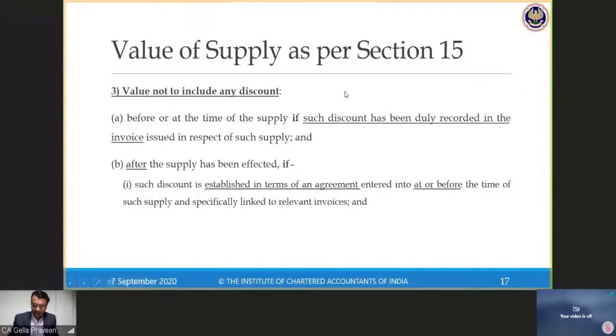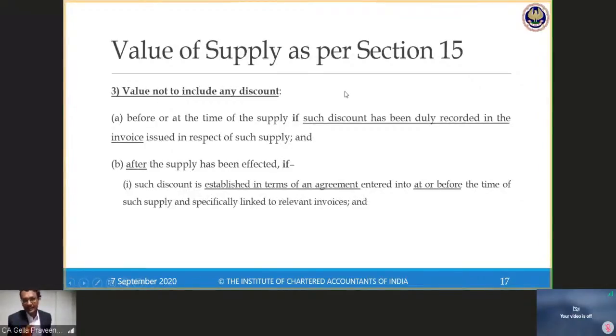1 lakh. On that GST at the rate of 18%, 18,000. Total value 1 lakh 18,000. Now, this gentleman says, look, I'll give you 2% cash discount if money is paid within a period of 30 days. On the face of the invoice it is written, 2% cash discount if money is paid within a period of 30 days.